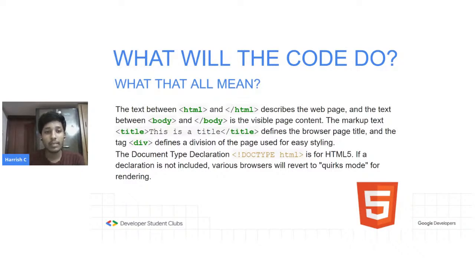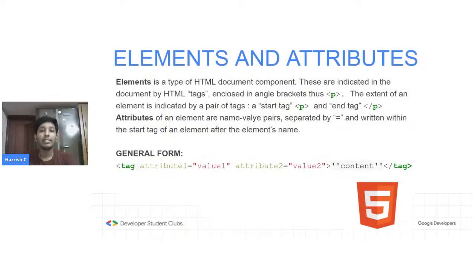The document type declaration, doctype, is used to declare that you are using HTML5. If you do not declare it, it will take HTML5 by default, but it's recommended that you use the document type declaration.